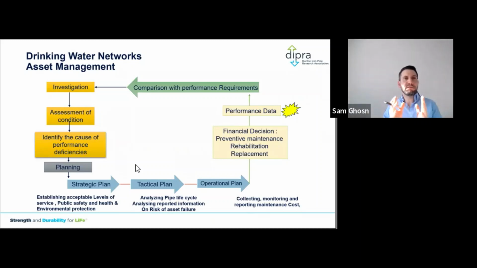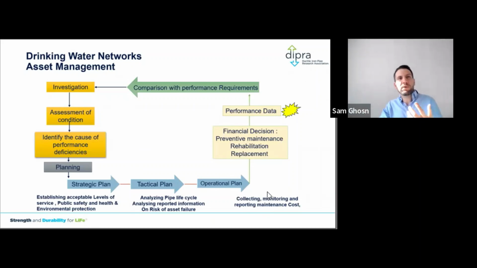We don't need to confuse between age and condition. An old main does not mean a bad main. An old main could be an excellent water main that you could rehab and maintain for another 100 years. Okay, so do not confuse between age and condition.